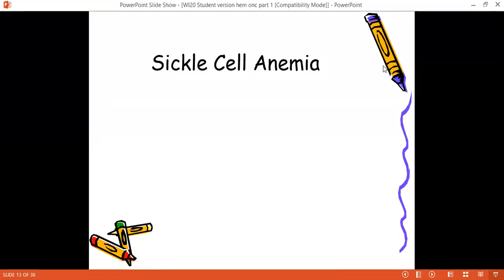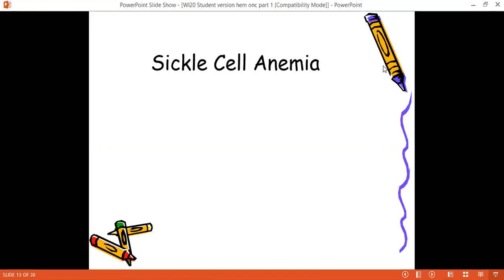Sickle cell anemia. Normal hemoglobin is replaced by an abnormal sickled hemoglobin. The cells are elongated, crescent, or sickle in shape. This is an autosomal recessive disorder. 1 in 12 African Americans carry the trait in the United States.